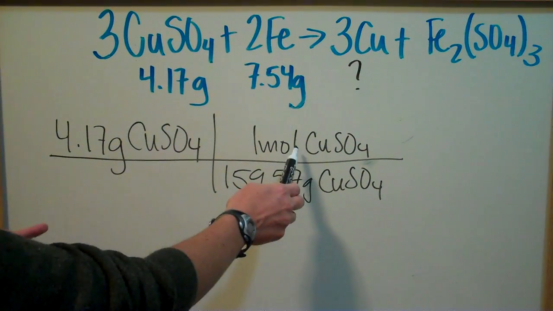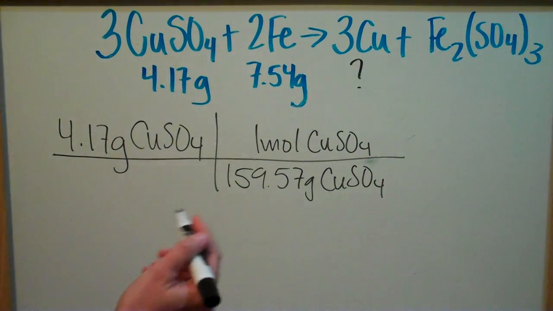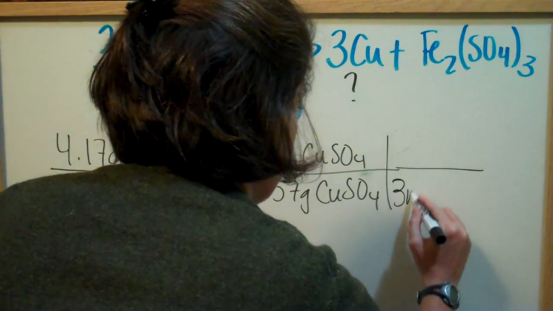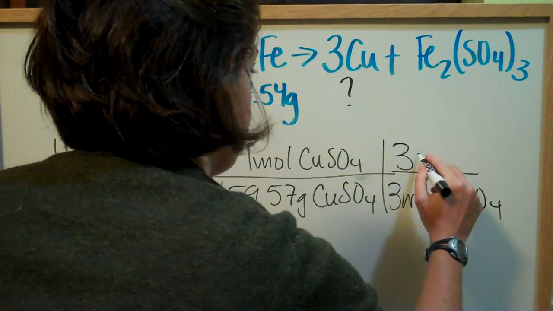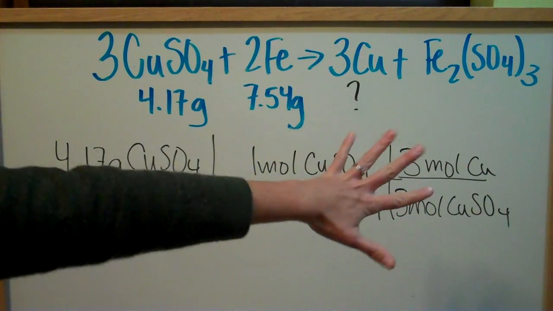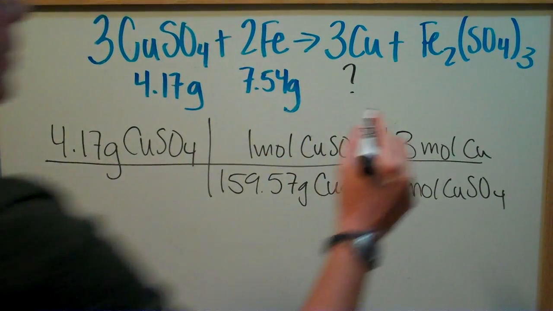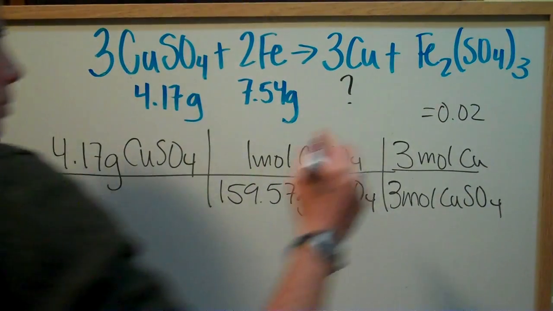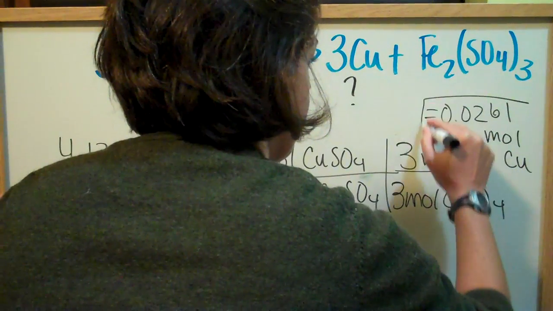So once you get to the moles of copper sulfate, then you need to use the mole ratio here to determine how much copper you're going to get. So then you have 3 moles of copper sulfate gives you 3 moles of copper. And when you plug all of this into your calculator, you're going to get 0.0261 moles of copper. And we need to remember this number.